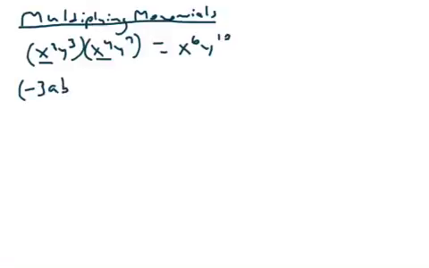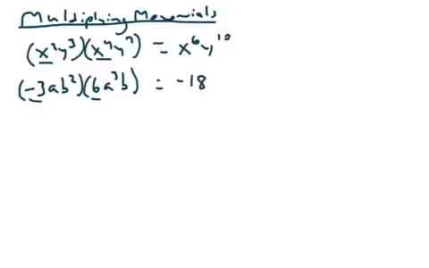So negative 3ab squared times 6a cubed b. Now I throw this one down for a couple reasons. Number one, you have coefficients. So in math, what you want to do is multiply like stuff. So we're going to look at numbers with numbers. So negative 3 times 6, a negative times a positive is a negative. 3 times 6 is 18.